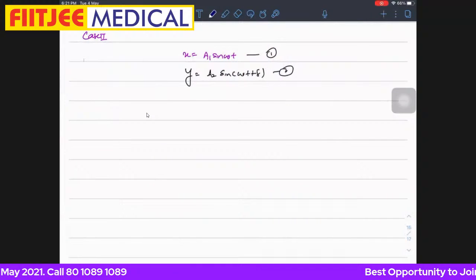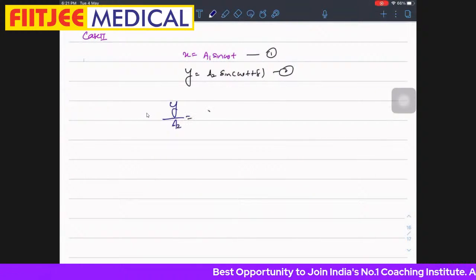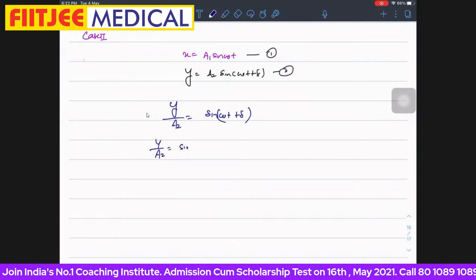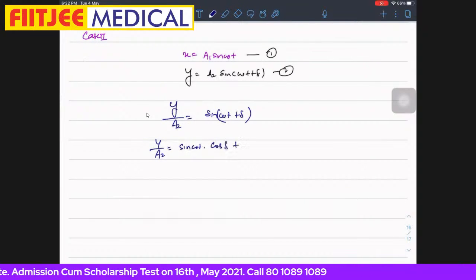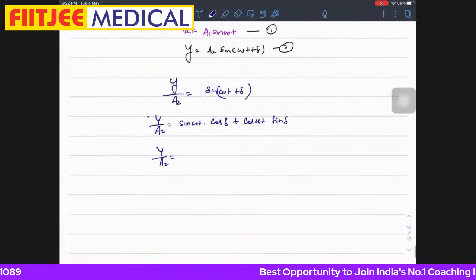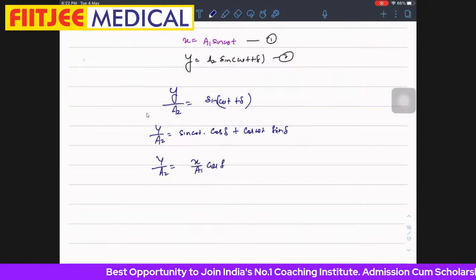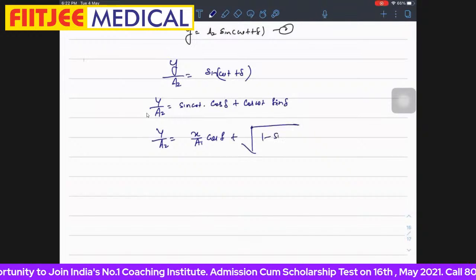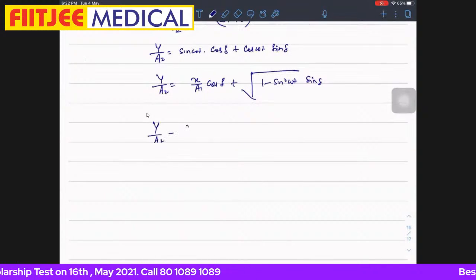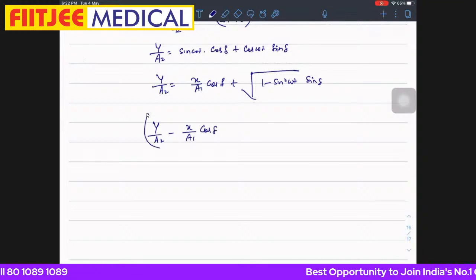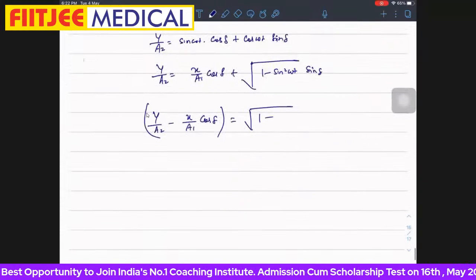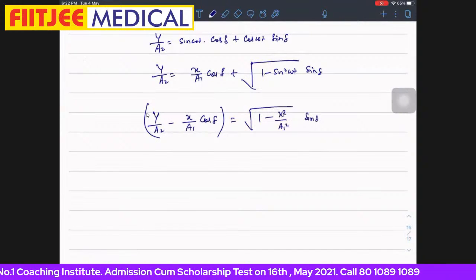So here, what I can write: y by a2 equals sine omega t plus delta. So y by a2 equals sine omega t cos delta plus cos omega t sine delta. So y by a2, sine omega t I can write as x by a1, into cos delta. Cos omega t I can write as square root of 1 minus sine square omega t, into sine delta. So y by a2 minus x by a1 into cos delta equals root of 1 minus x square by a1 square into sine delta.